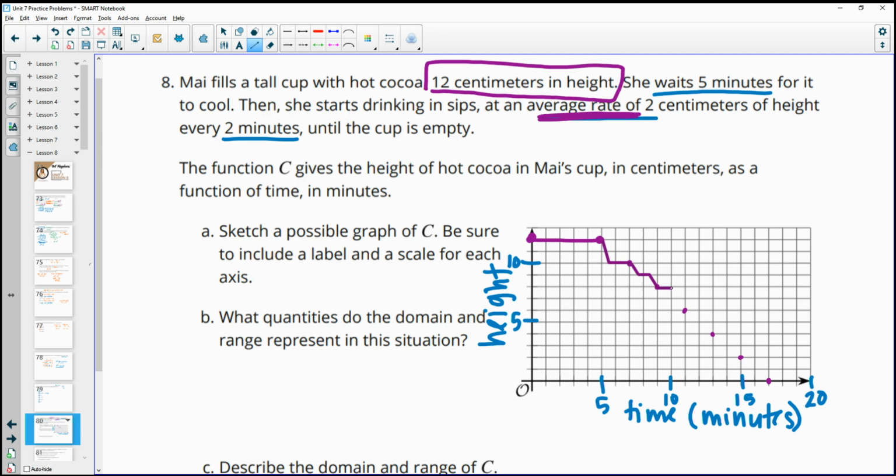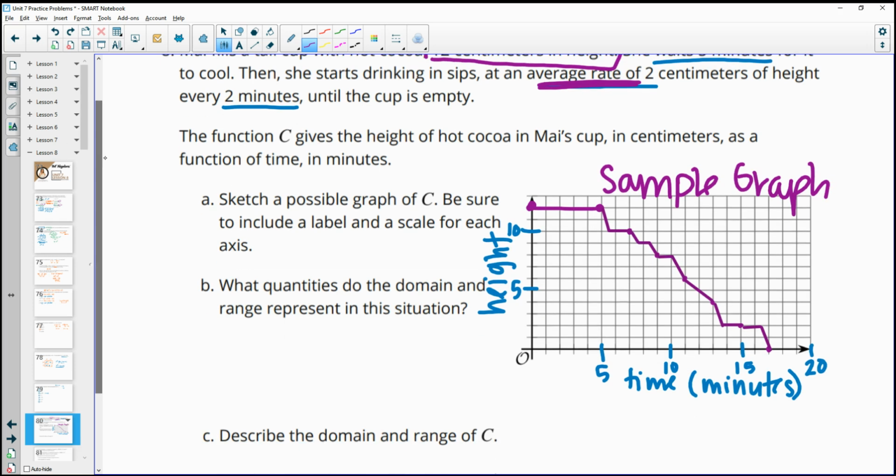So then maybe she sat for a little bit, then took a sip to get down to the next height level. Okay, then maybe she slowly drank for that whole 2 minutes. Then maybe drank faster and then sat, drank fast. And maybe at this last one, I'll just have her sit for a little bit and then she'll drink and end at 0. So again, this is just a sample graph. Yours can be different than that, okay?